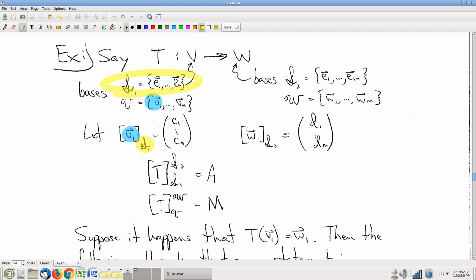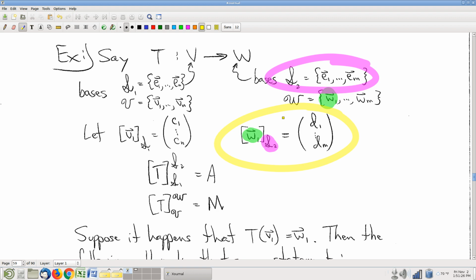I'm just saying hypothetically, let's pretend that those coordinates are these numbers, C1 through Cn. And likewise, just to have something down on paper that we can work with, I want to tell you about this vector. I'm going to tell you about that vector in the language of a given basis. I'm going to choose this S2 basis. And those coordinates, how do I write W1 in terms of those E vectors? Let's say those numbers. I haven't done anything other than just label a bunch of stuff yet.